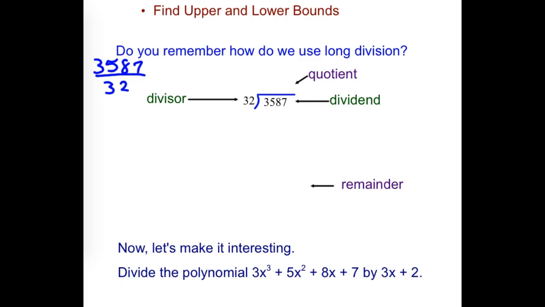First thing we do is we look at the 32. Does 32 go into 3? No, so then we have to move over. Does 32 go into 35? Yes, it would go in once. We then put that answer down there, 1 times 32, and then we subtract. What we have left is a 3. And then our next step is to bring down our 8.